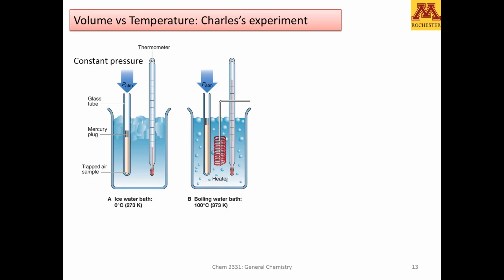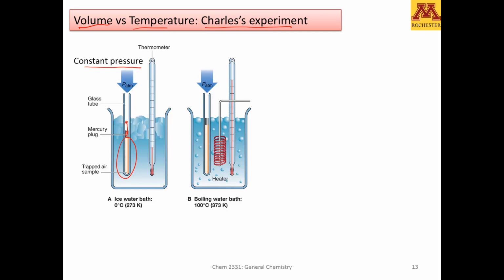The relationship we are going to talk about now is the relationship between volume and temperature. This relationship is expressed and it came into place very nicely in what we call Charles's experiment. Jacques Charles was a French scientist who prepared a series of samples here, and as you can see in the picture, you have some air trapped in here. This mercury plug is allowed to go up and down, and notice that the pressure is constant throughout the experiment.